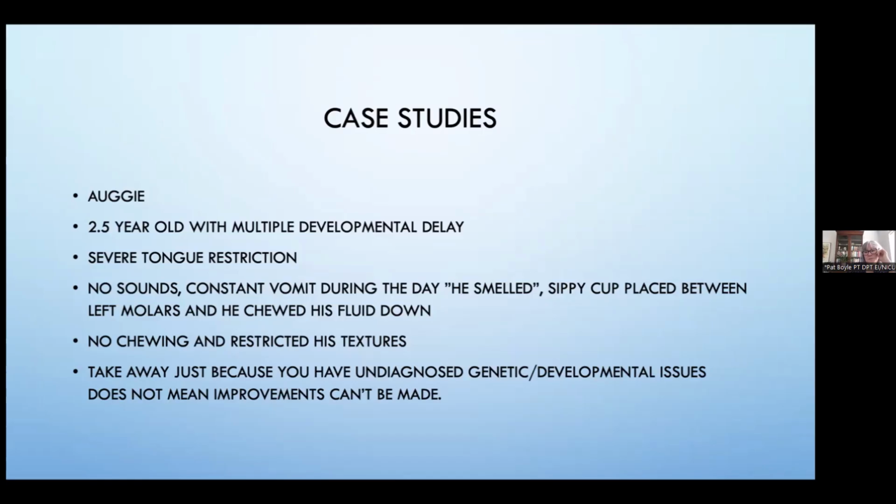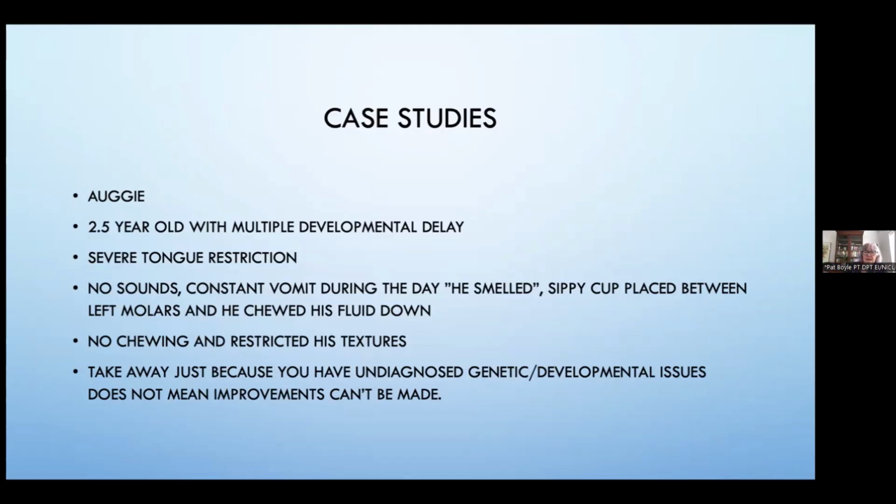He would use a sippy cup, but he'd place it between his left molars and he chewed the fluid down. Just this bite, bite. It wasn't chewing, it was bite, bite, bite the fluid down. He would not chew and really restricted his textures. He also didn't do any hand to mouth, didn't do any self-feeding. He was fed, and it was the spoon in his mouth, scrape it off his tongue. Swallow. No movement, just swallow.